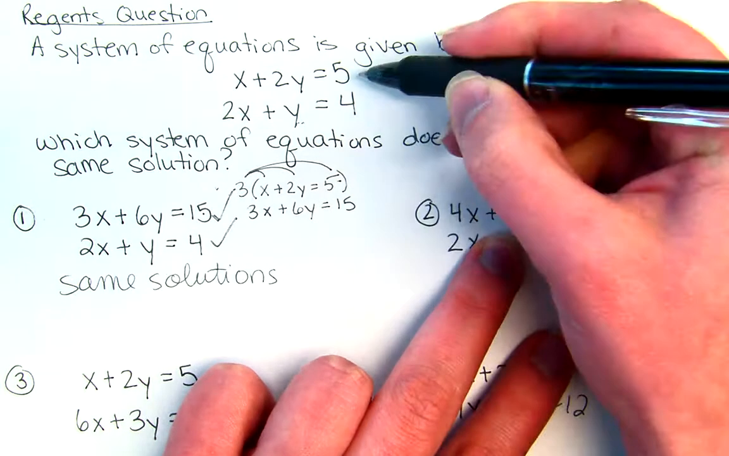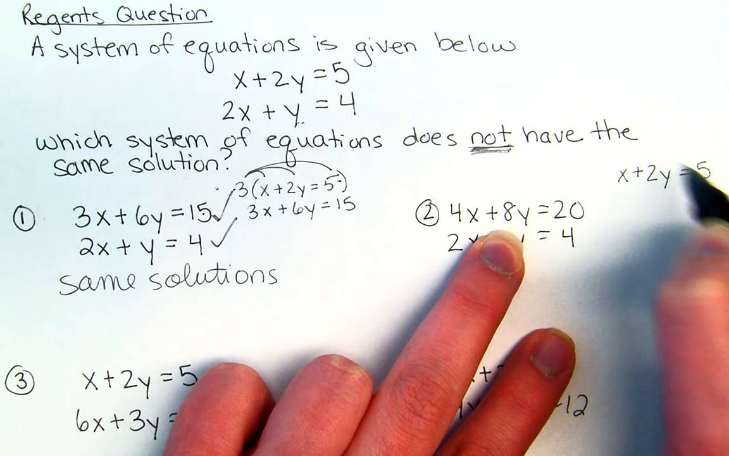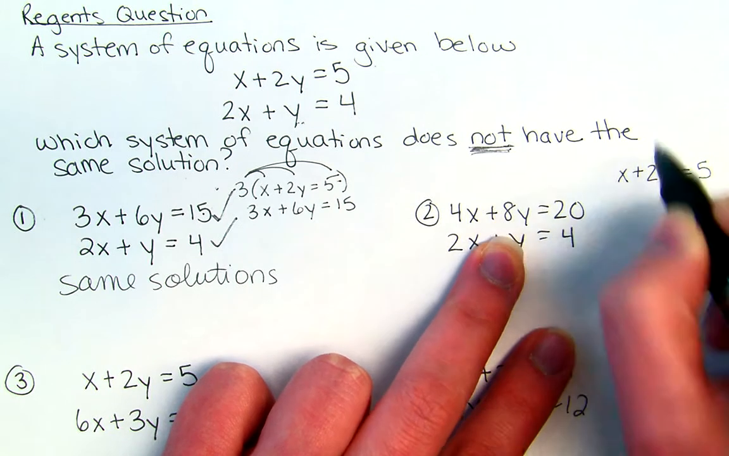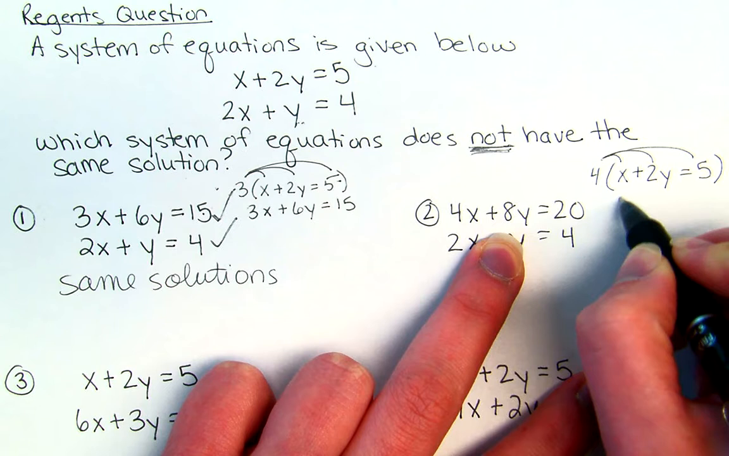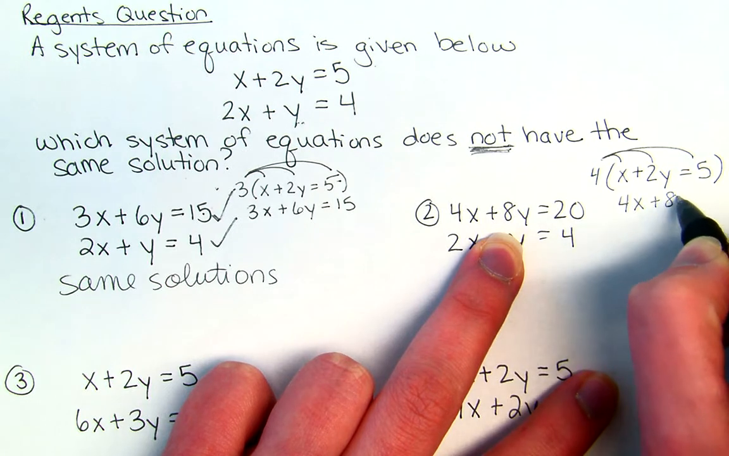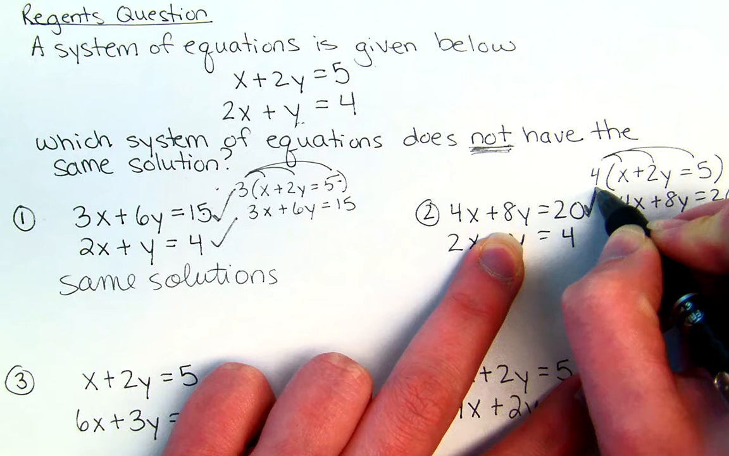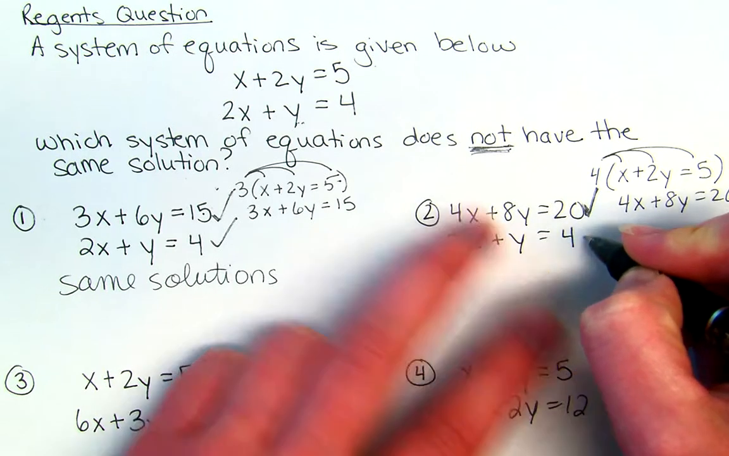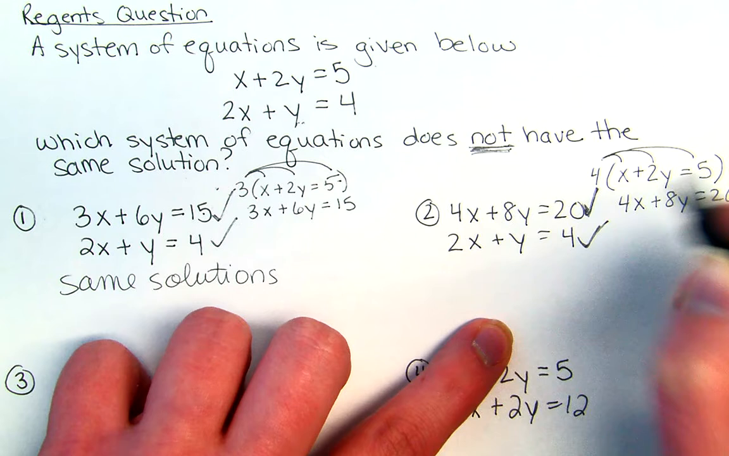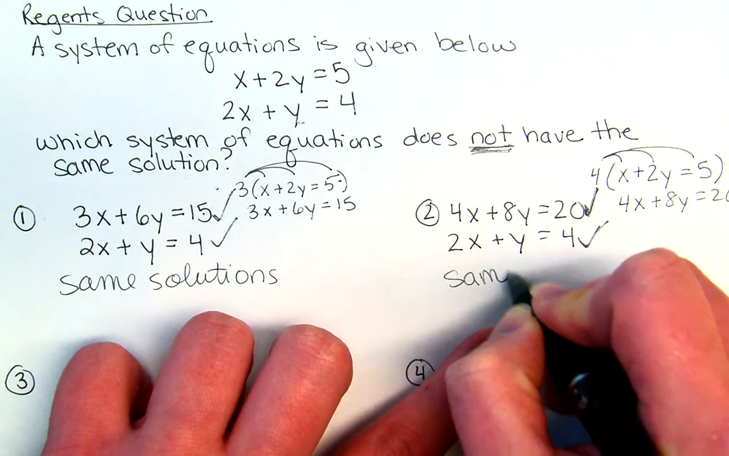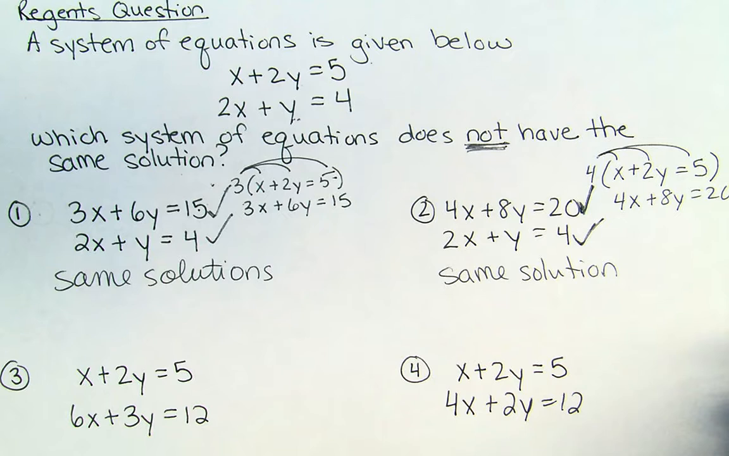So the same idea, how did they get from our first equation to this second one? Well, it looks like they tried to multiply by 4. Let's see if they did it correctly. If I multiply, I'm going to wind up with 4x plus 8y equals 20, and that matches, which means they did it correctly. When I look at the second equation, again, these two match, so they are in fact equivalent. These will also have the same solution because it is an equivalent system.